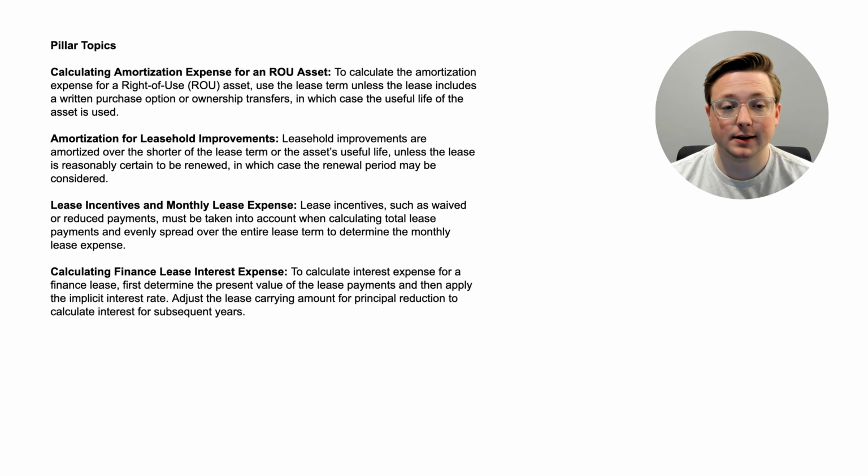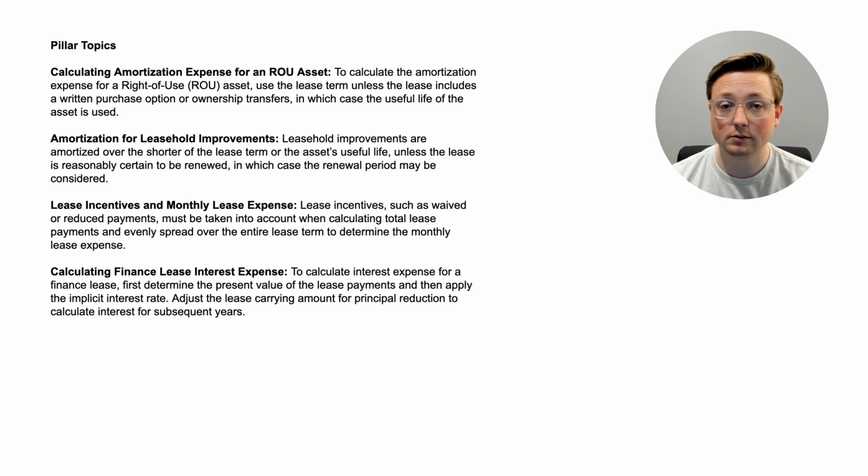All right, here we are at the pillar topics. Let's go ahead and just go through them. The first pillar topic is about calculating amortization expense for an ROU asset. To calculate the amortization expense for a right of use asset, use the lease term unless the lease includes a written purchase option or ownership transfers, in which case the useful life of the asset is used. And again, it's not too difficult besides that.